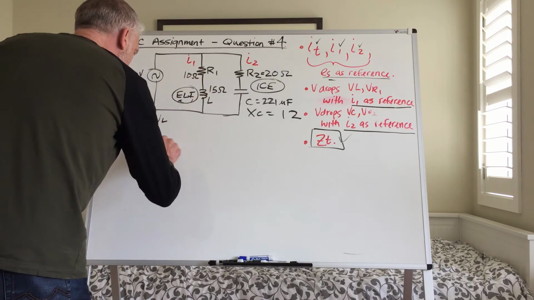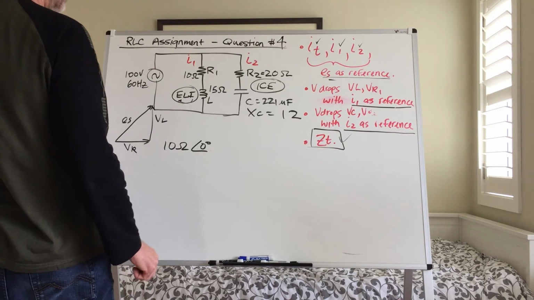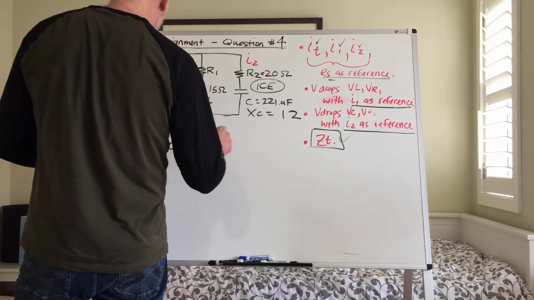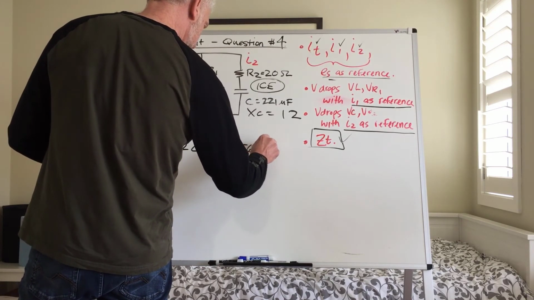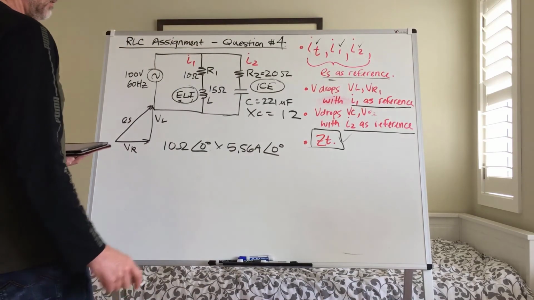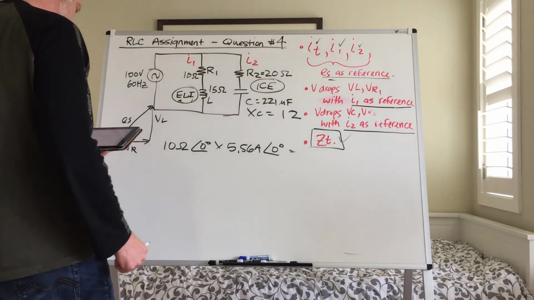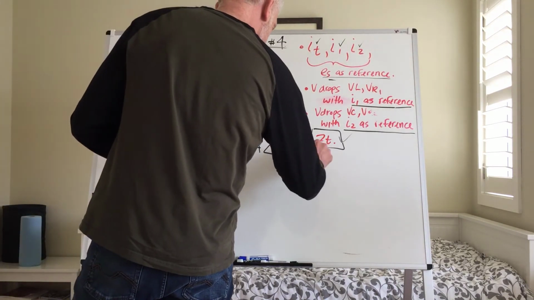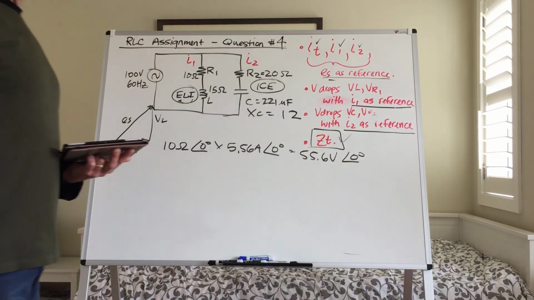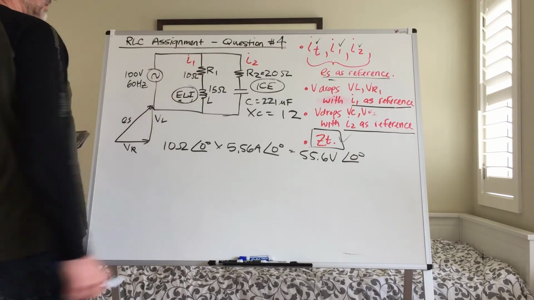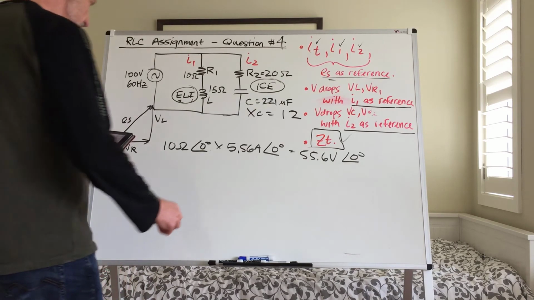So that means we can multiply 10 ohms at 0 degrees for our impedance of the resistor times our I1 current, which was 5.56 amps, and we're going to have 0 degrees because of the reference there. Of course this voltage is going to be right in phase with I1, so that's going to be 55.6 volts at an angle of 0 degrees with respect to that current. It's a resistor voltage, so it's going to be in phase with that branch current. Then we'll move on to the next one.